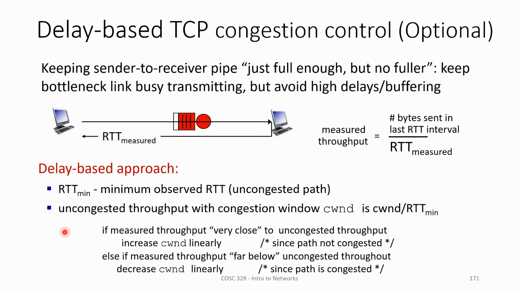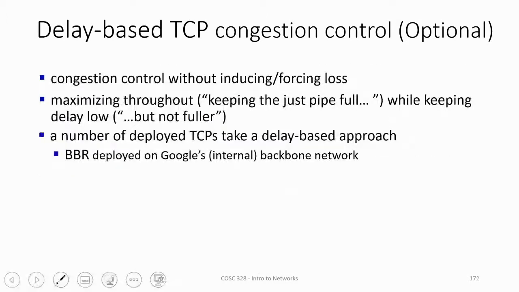So it increases the congestion window if the measured throughput is very close to the uncongested throughput, then it increases linearly. Otherwise, it just decreases the congestion window. So it tries to send more packets to fill this buffer, but not so much that losses occur. So this is the idea behind delay-based TCP.